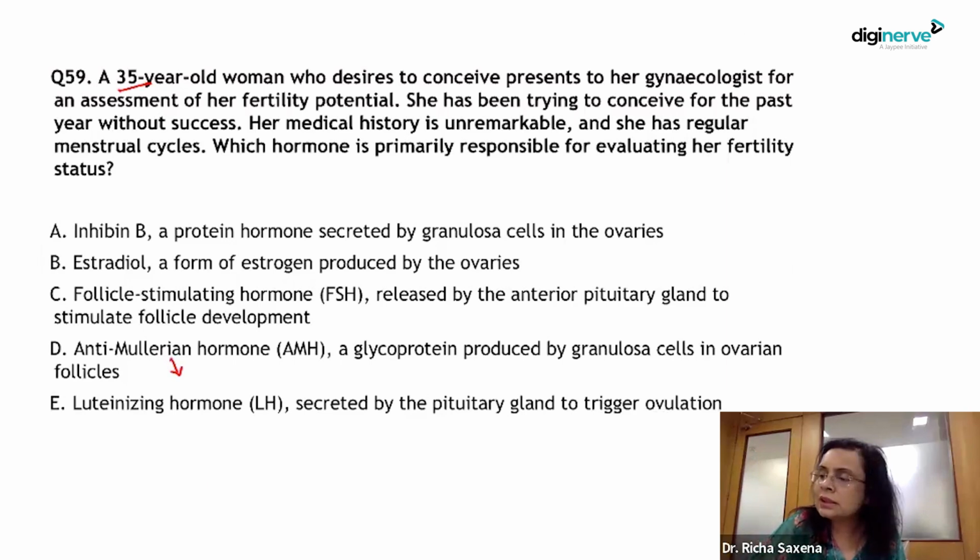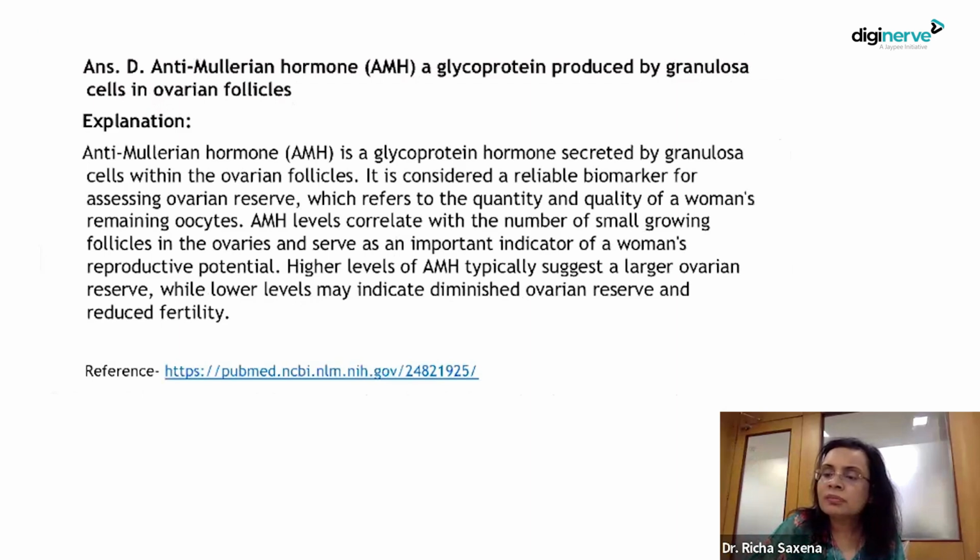So the answer in this case should be AMH. And this is a glycoprotein which is produced by granulosa cells in ovarian follicles. This could also serve as a question, where does AMH originate from?